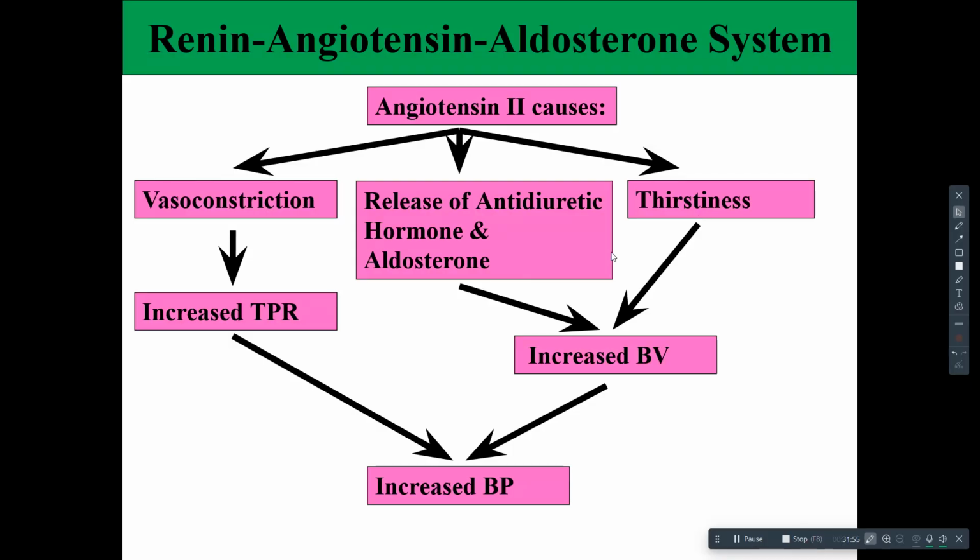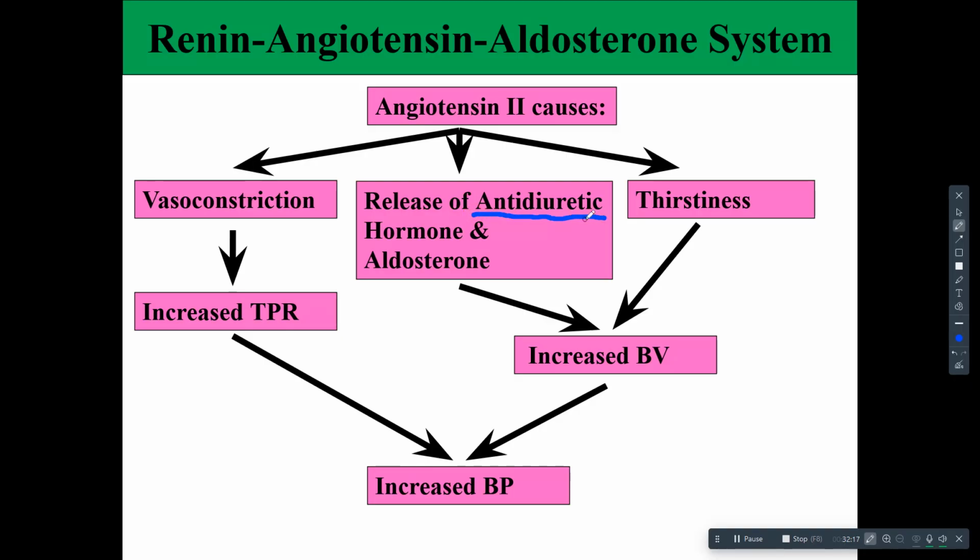And angiotensin II makes you release 2 hormones. And they both start with the letter A. A lot of A's going on here. The 2 hormones are antidiuretic hormone and aldosterone. Let's just focus on one word here.